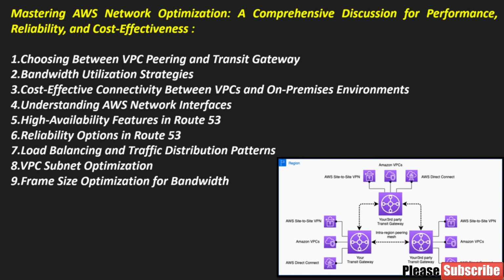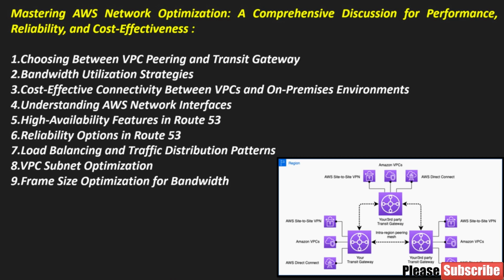The third point will be a very important point, cost-effective connectivity between VPCs and on-premises environments. Achieving seamless connectivity between your AWS VPCs and on-premises environments is a very common requirement. And we need to explore various cost-effective options, considering factors such as Direct Connect, VPNs, and AWS Transit Gateway to ensure a reliable and affordable data transfer process.